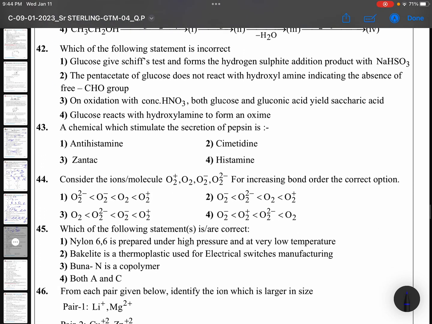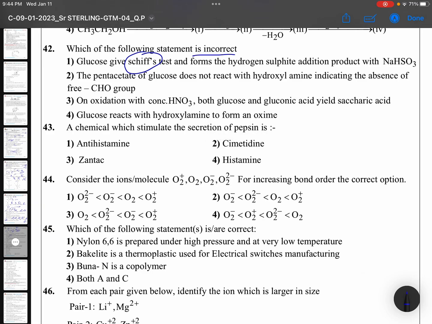Which of the following statements is incorrect? Glucose gives Schiff's test. Because glucose is an aldehyde, it won't give Schiff's test. So incorrect, first statement only.